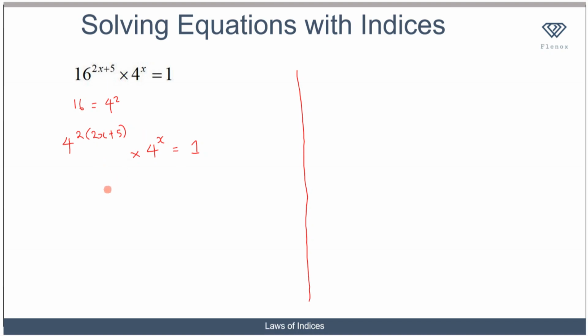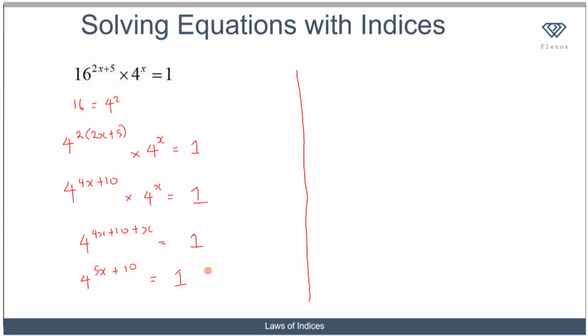So now we can expand this. So I have 4 raised to the power 4x plus 10 times 4 raised to x is equal to 1. If you remember from our law of indices, if you are multiplying two indices together and they have the same base, what do you do to the exponents? You just have to sum them up. So I have 4 raised to the power 4x plus 10 plus x is equal to 1. So 4 raised to the power 5x plus 10 is equal to 1.